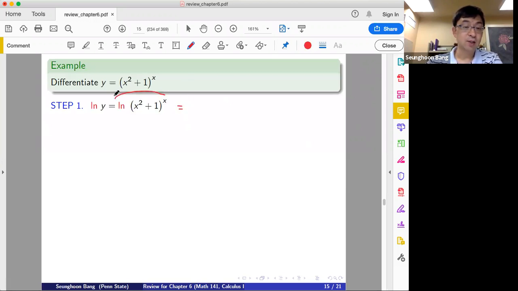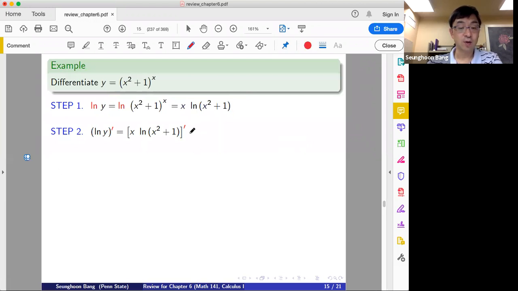So this power x is down, so we have x times ln of (x squared plus 1), like this. What's step 2? Step 2 is take the derivative of both sides. Take the derivative of both sides and calculate.